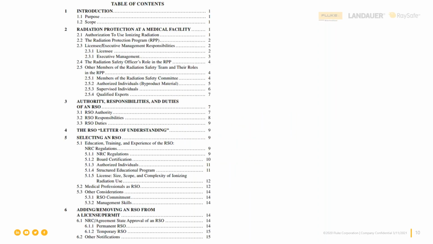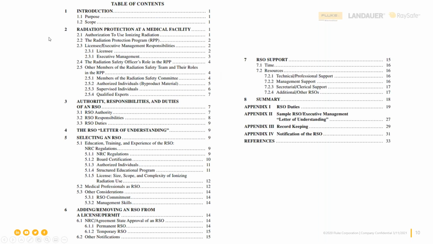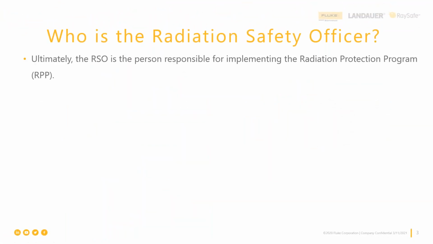This is the table of contents from that document. You can see what's in there: the radiation protection program, the authorities and responsibilities, the RSO letter of understanding, selecting an RSO, adding or removing an RSO, support, like duties that they can delegate, and just how to overall run a good functional program. There are really some great appendices in there as well, outlining RSO duties, a sample RSO executive management letter, and some sample reports and things that you can use to bring your program to another level.